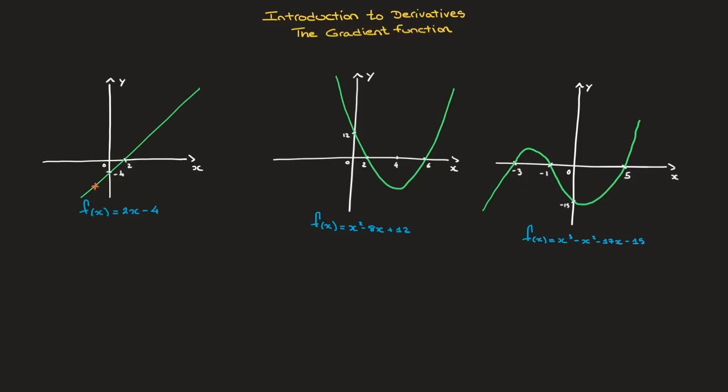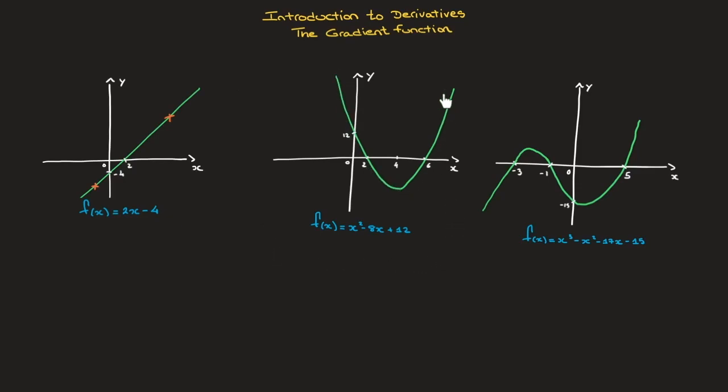The reason being this line's equation would be y equals 2x minus 4, where 2 is its gradient or slope. And consequently, at any point along this line, the gradient or slope is still just 2. And in fact, what makes this straight line straight is the fact that the gradient is always equal to 2. But now look at the second graph we have here.